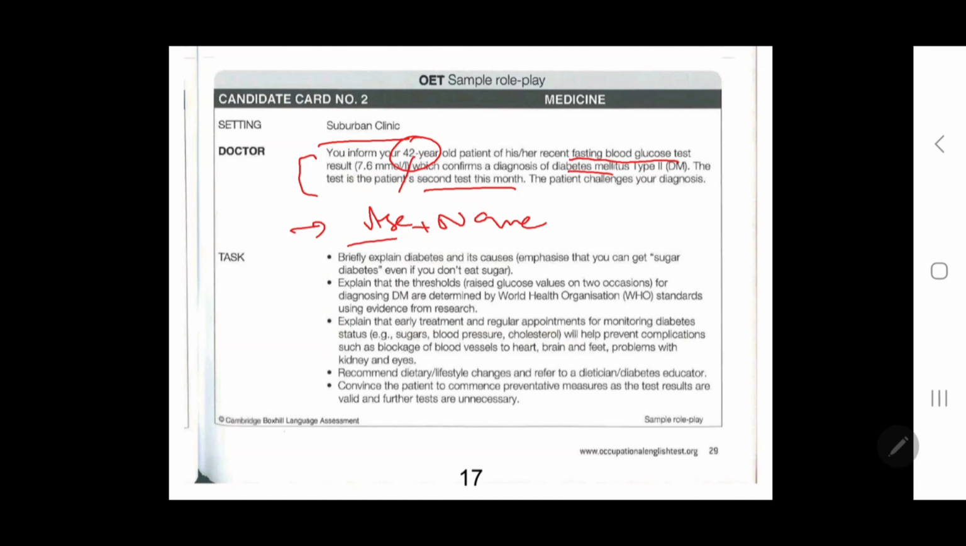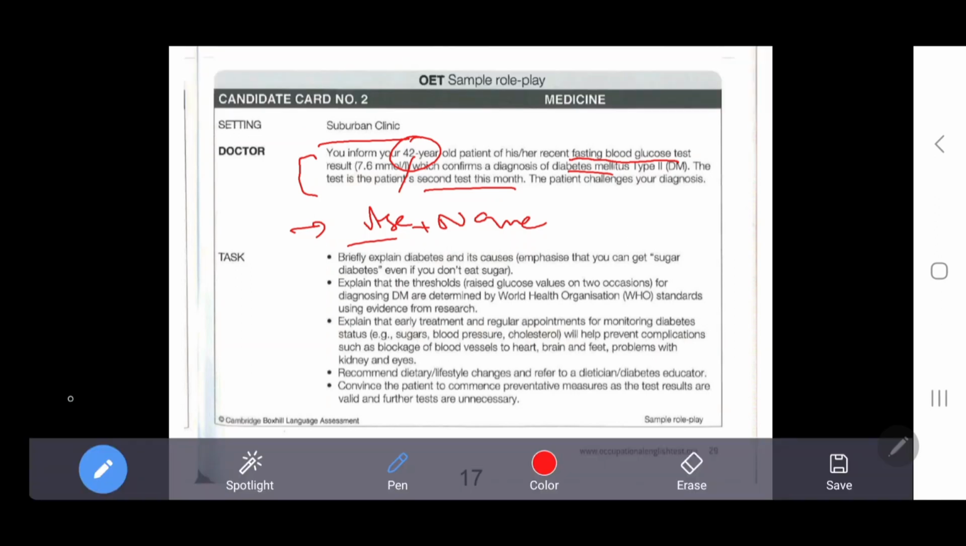Hello, after your brief introduction. Hello, I'm Dr. XYZ. Mr. Mark, please have a seat. So if I'm not wrong, today you're here to collect your blood test report, right? With the second encounter, we have to start with the tagging question. Whenever the patient is coming to you for the second time, we have to start with the tagging question. So what is the tagging question?